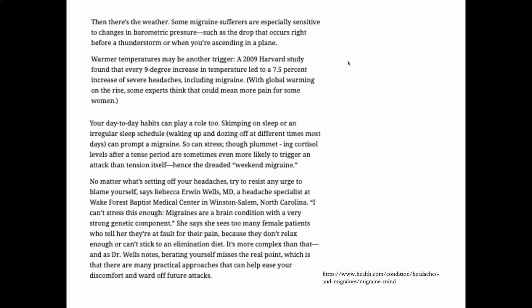Also, weather can be an implication because some migraine sufferers are especially sensitive to changes in barometric pressure, such as right before a thunderstorm or when you're ascending in a plane. Warmer temperatures may be another trigger. They found that for every 9-degree increase in temperature, there was a 7.5% increase in severe headaches, including migraine. So, weather can obviously be another trigger. Day-to-day habits can play a role. If you don't get enough sleep or have an irregular sleep schedule, that can prompt a migraine, so can stress.